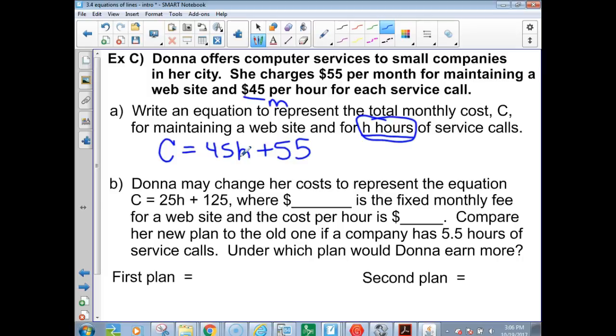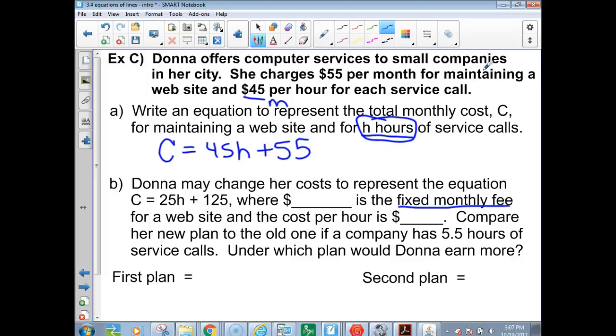There's an equation for the cost to maintain your website. Now, it says Donna may change her cost to represent the equation 25H plus 125. Now, what's changed here? Well, two things have changed. Both things have changed. Which one's the fixed monthly fee? Is it the 125 or the 25?